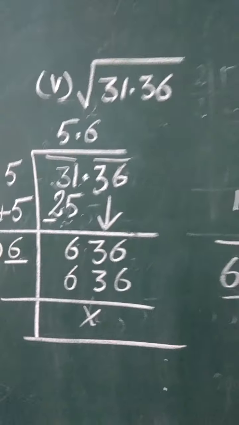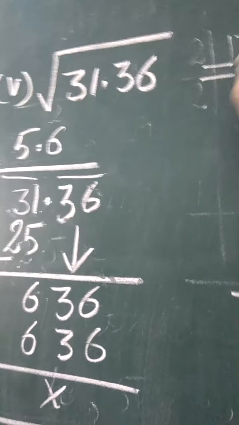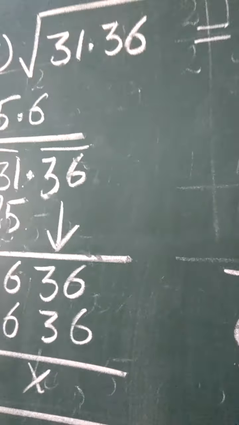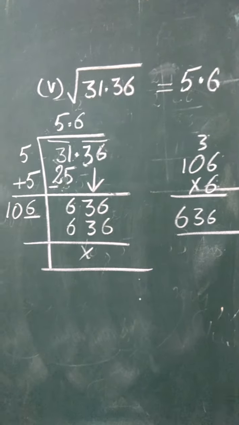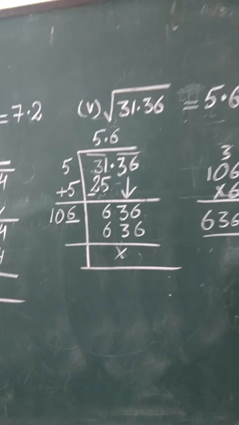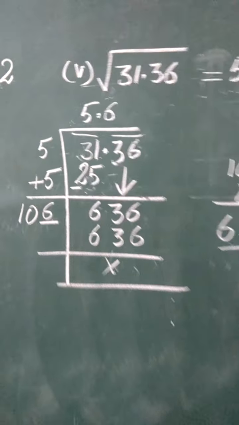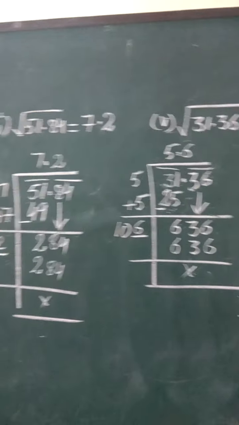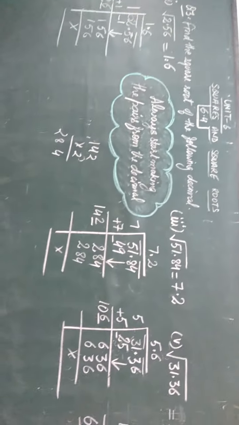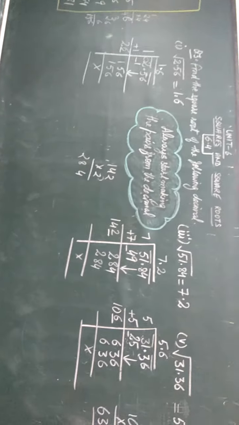So what is the square root of 31.36? It is 5.6. So dear students, I hope it is clear to all of you. Is it clear to all of you? So try the second and fourth parts yourself in the same way. Understood? For the rough work, make a separate column. Okay.